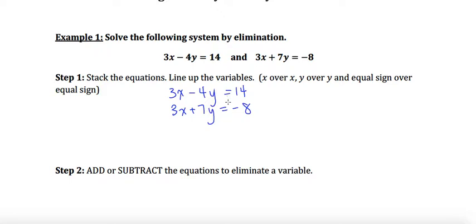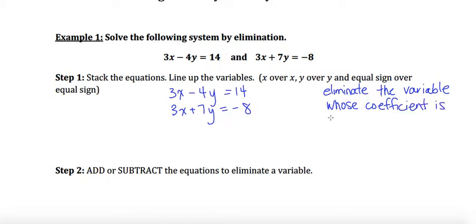So now what we want to do is add or subtract the equations to eliminate a variable. We eliminate the variable whose coefficient is the same. So in this set of equations, we're going to eliminate our x variable because they both have a 3. And so we have to figure out, how do I eliminate that variable now? Do I add or do I subtract?